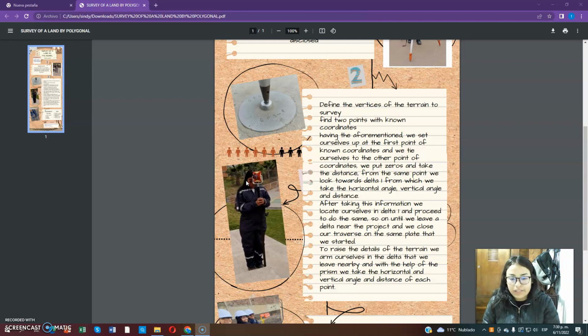To survey the details of the terrain, we set up at the delta nearby and, with the help of the prism, we take the horizontal angle, vertical angle, and distance on each point.